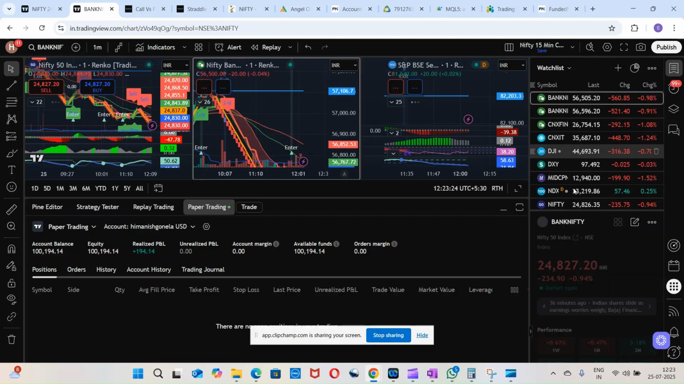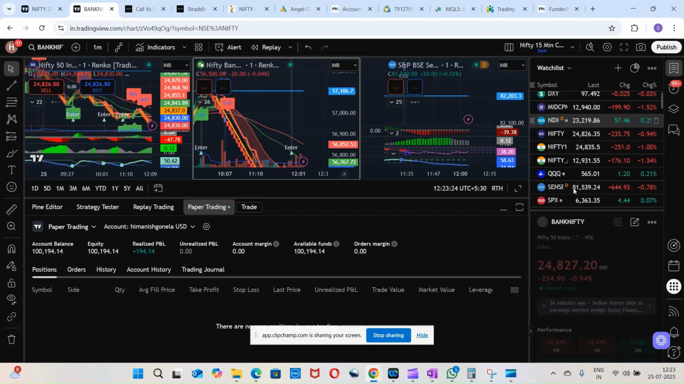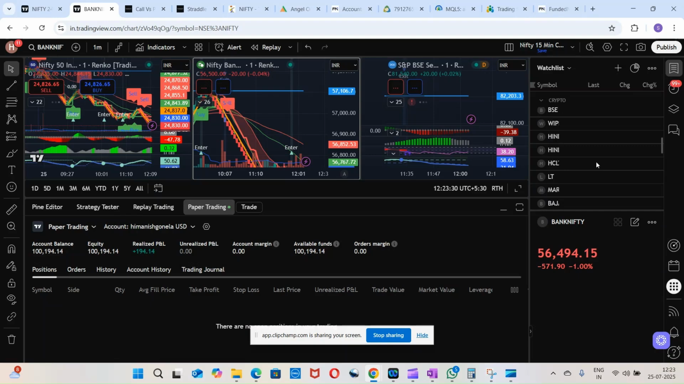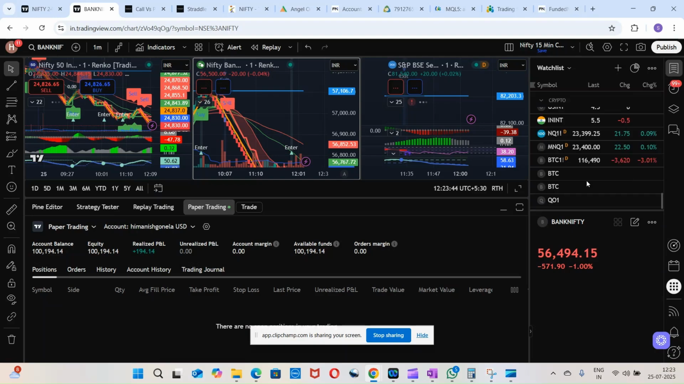So let me open and show you how you trade. Even in TradingView, you can't trade Bank Nifty because that's an index. Okay, what you can trade is futures. You can trade in the international market. Gold also we can trade. I'll show you gold and Bitcoin.